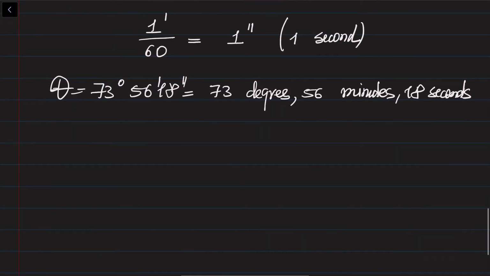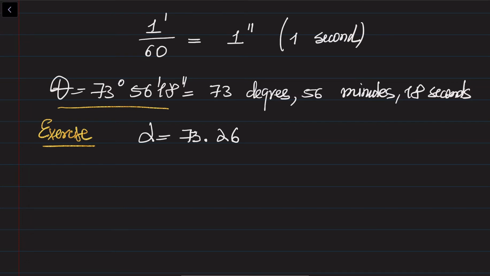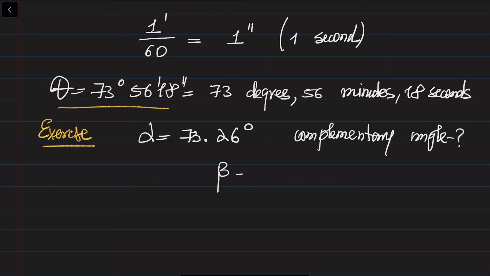So now let's do a couple of examples in order to make calculations with the minutes and the seconds. So let's do an exercise. Let's say you're given alpha, and you need to find its complementary angle. If alpha is equal to 73.26 degrees, what is going to be its complementary angle? If you remember, beta is going to be called the complementary of alpha if their sum is equal to 90 degrees. So what I have to do is subtract this from 90.